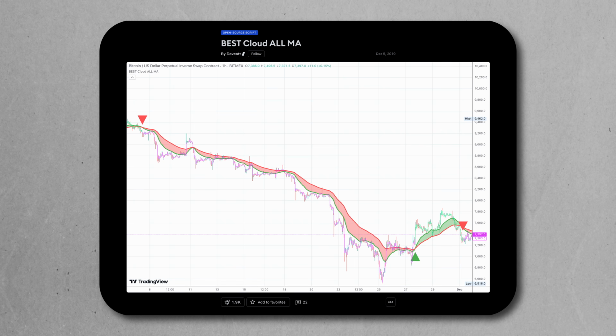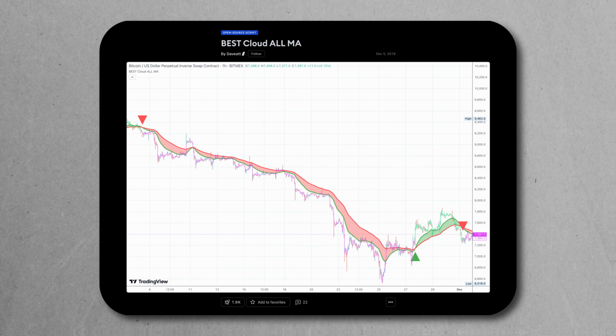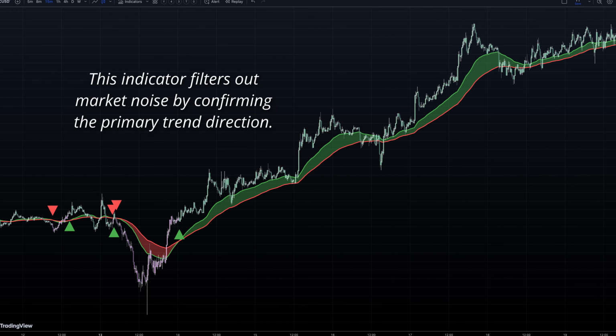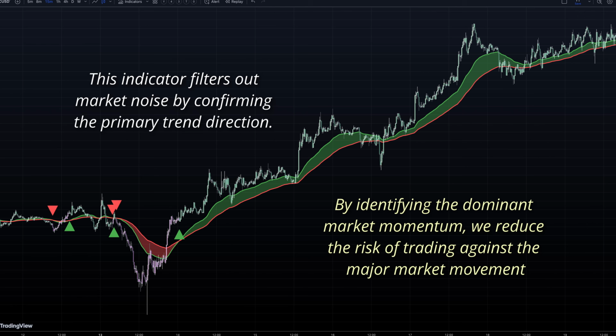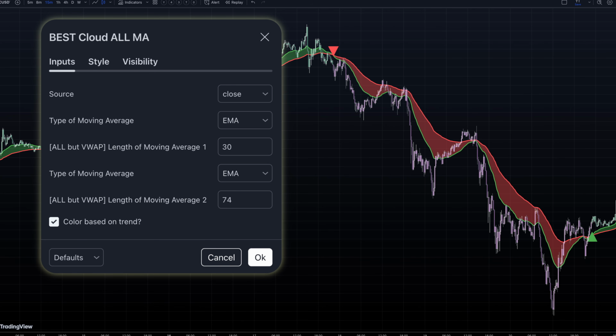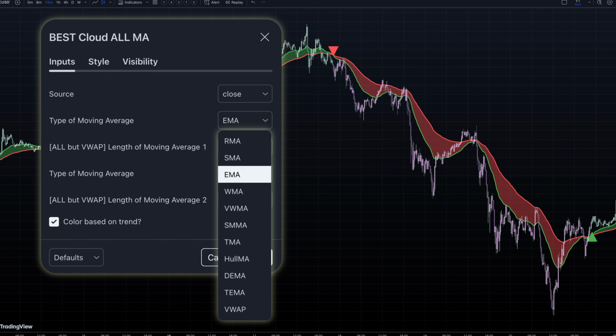As this is a trend-following strategy, we'll use the Best Cloud All MA by David as our primary trend filter. This indicator helps us ensure we're trading in the direction of the overall market momentum. The Best Cloud All MA is a versatile TradingView indicator that creates a dynamic cloud formation using two moving averages. Its flexibility comes from supporting multiple moving average types, like EMA, SMA, VWMA, and Hull MA.